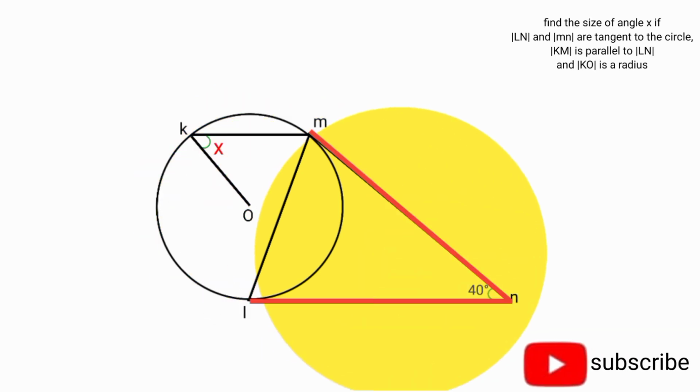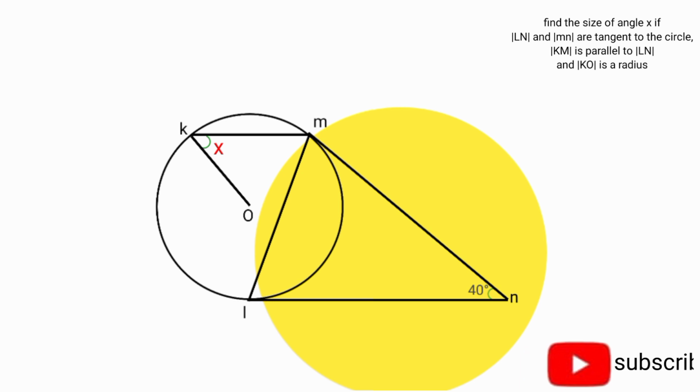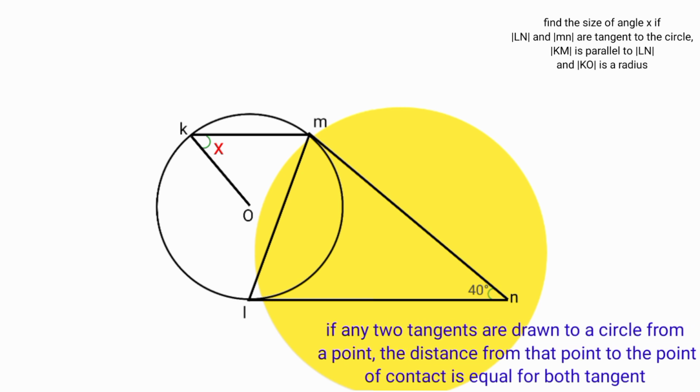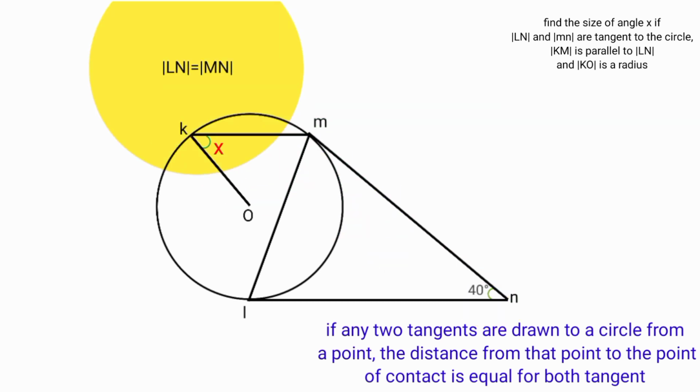If you look at these two tangents here, from the circle theory, there is a rule that if any two tangents are drawn to a circle from a point, the distance from that point to the point of contact is equal for each tangent. And that implies that the distance from this point M to point N and this point L to N are equal, and hence line MN equal to line LN.